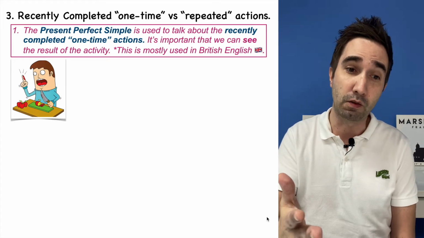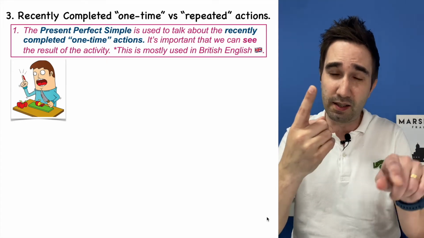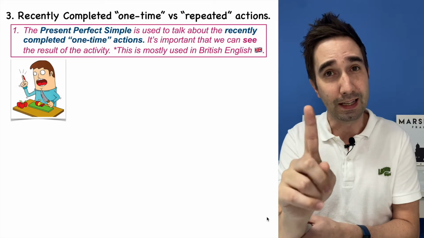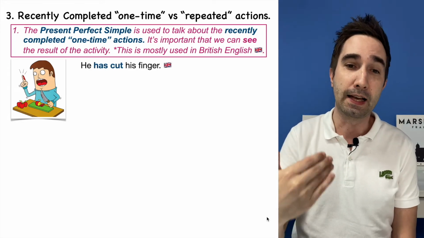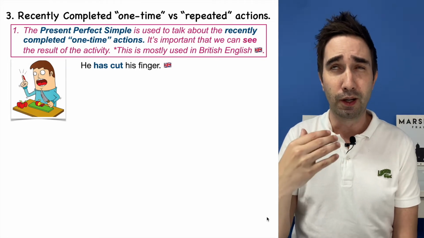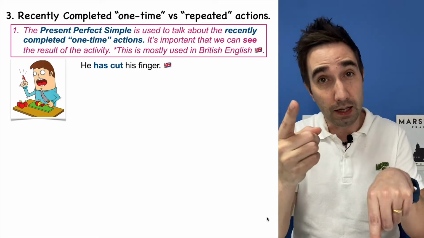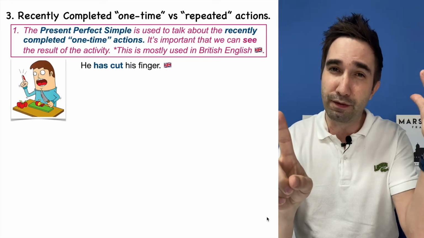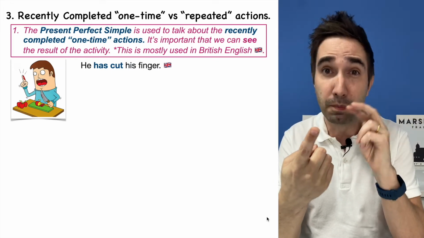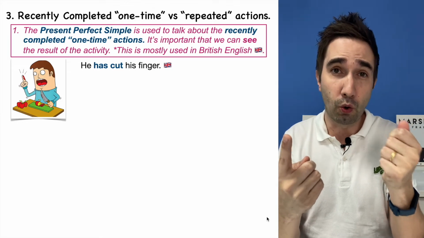So we look at this picture, right? He's cutting an apple, and then, looks like he has cut his finger, right? He has cut his finger. So this is completed. The action cut is finished, but I can still see the cut. I can feel the pain. I can see the blood, right? I'm still holding the knife.